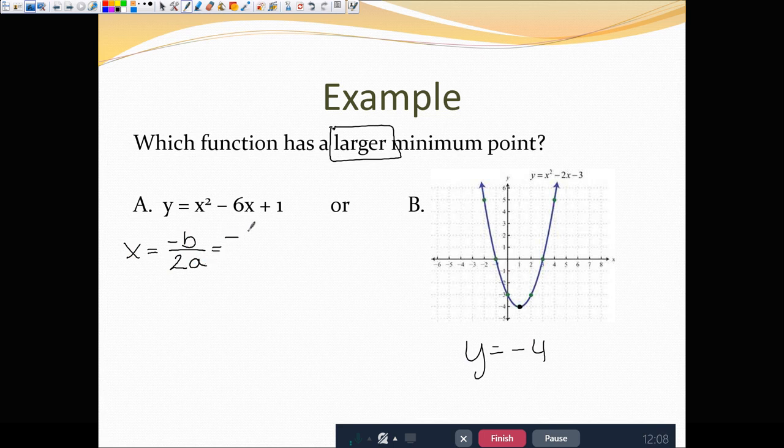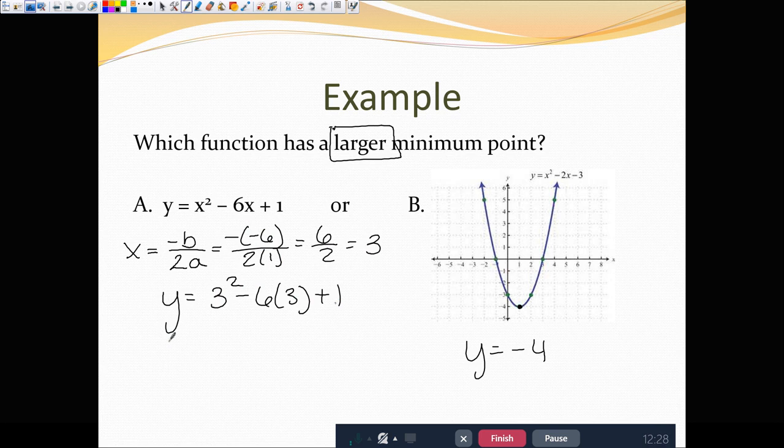So we're going to do -6 over 2 times 1, which would be 6 over 2, which is 3. So that's my x value. I'm looking for my y value. So what do I have to do then? Substitute it back in. Y equals 3 squared minus 6 times 3 plus 1. So that's going to be y equals 9 minus 18 plus 1. So y equals -8. So which one is larger, -4 or -8? -4. So my B would have a larger minimum point.